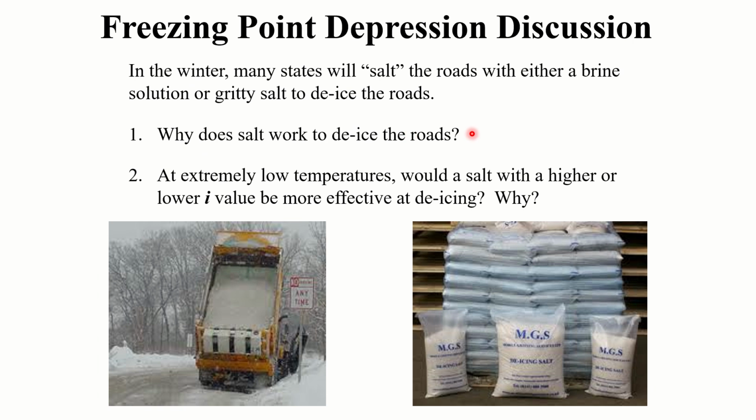Let's quickly analyze this freezing point depression discussion. As I'm recording this, just last week, we had a snowstorm here in Raleigh, North Carolina. So this is particularly relevant. In the winter, many states will salt the roads with either a brine solution or gritty salt to de-ice the roads. Why does salt work to de-ice the roads? And second question, at extremely low temperatures, would a salt with a higher or lower I value be more effective at de-icing, and why? So pause the video for a second, see if you can answer these two questions.